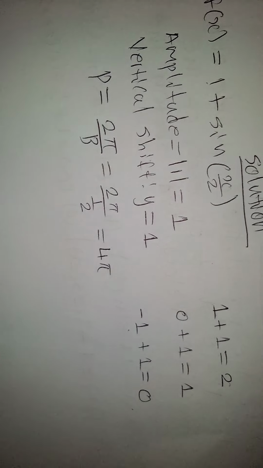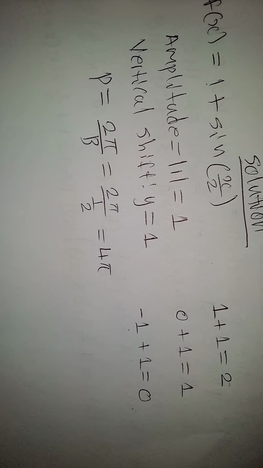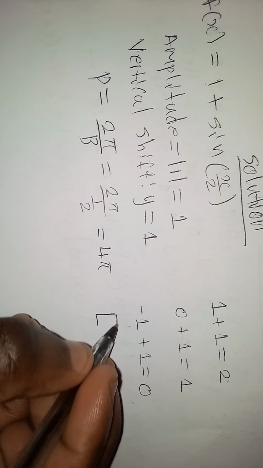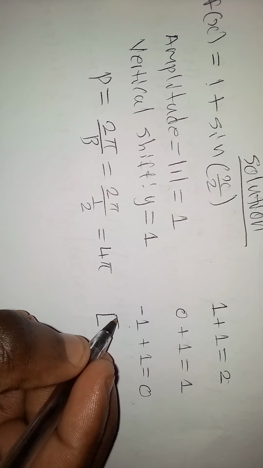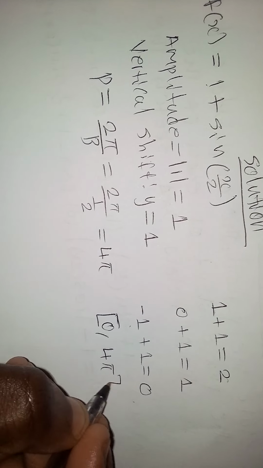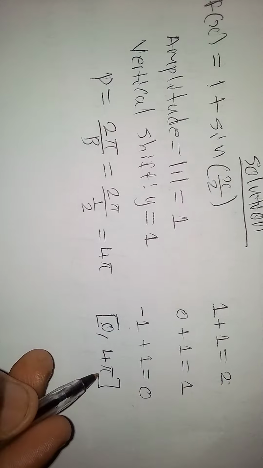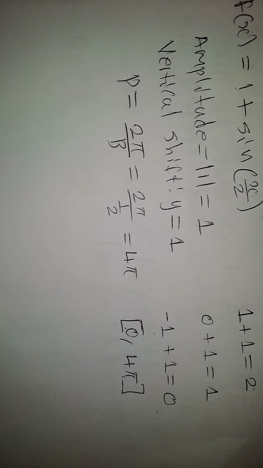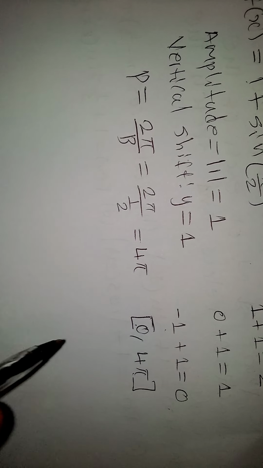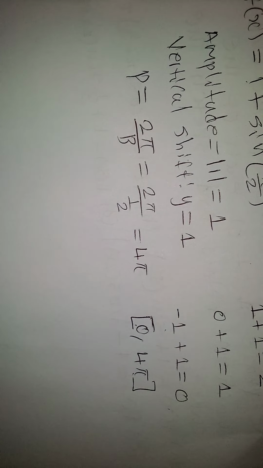Okay, so now this function starts from 0 and ends at 4 pi. The first wave will be on the interval 0 to 4 pi. Because this is a sine function, we need to know the half of this interval 0 to 4 pi. The half will be at 2 pi.